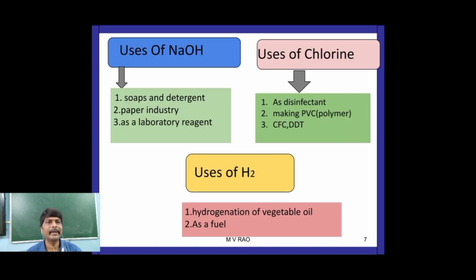So here I have given important uses for the three products in chlor-alkali process. What are the three products in chlor-alkali process? Alkali, that means NaOH, chlorine, and one more byproduct is hydrogen. Main use of NaOH is soap and detergent industry, paper industry, as a laboratory reagent. Chlorine is used as disinfectant, making polymers. Uses of hydrogen: hydrogenation of vegetable oil, as a fuel.